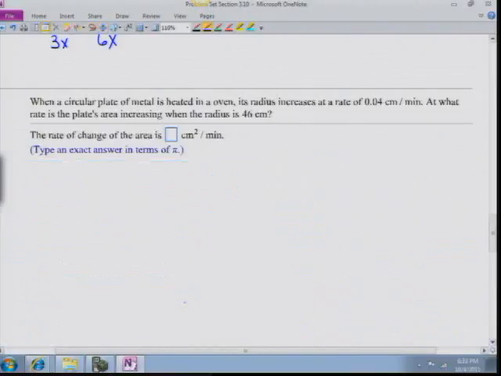Time for you to try one. When a circular plate of metal is heated in an oven, its radius increases at a rate of 0.04 centimeters per minute. Here's your clue. That's a rate. At what rate is the plate's area increasing when the radius is 46? Can you read those back there? This is 0.04 centimeters per minute. That's the radius changing. And that's 46 centimeters is when the radius is that.